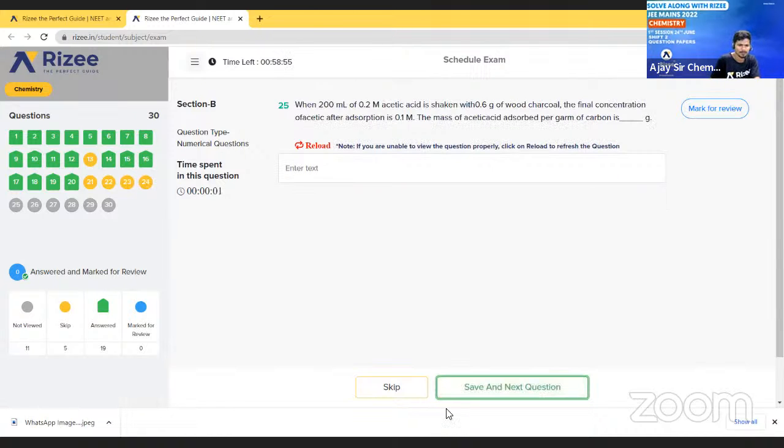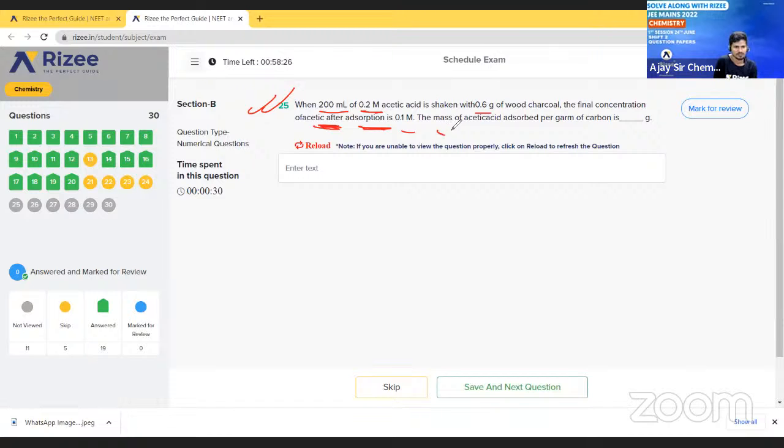See here, when 200 ml of, so this is a simple question. We can say this is a simple, formula based question. What is the answer we will get here? Tell me. When 200 ml of 2 mole acetic acid is shaken with 0.6 grams of wood charcoal, the final concentration of acetic acid after adsorption is 0.1 mole.